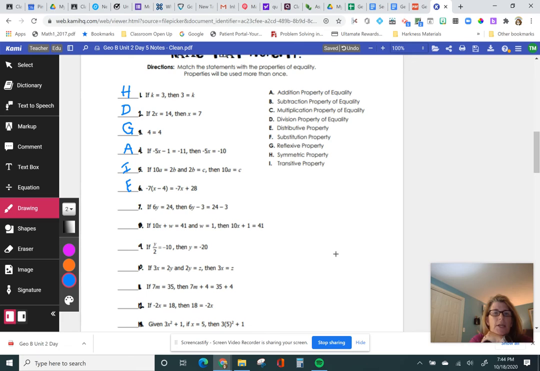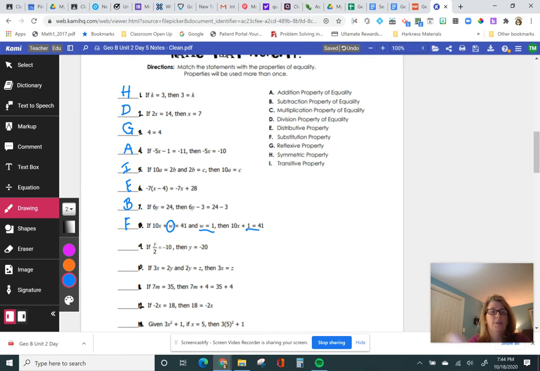If 6y equals 24, then 6y minus 3 equals 24 minus 3. It looks like we have two things that are equal, but then we subtracted the same quantity from each side. So that's going to be that subtraction property of equality. If 10x plus w equals 41 and w equals 1, then 10x plus 1 equals 41. It looks like all they did was say, hey, if w is 1, I can substitute 1 in for w. So that's going to be that substitution property.